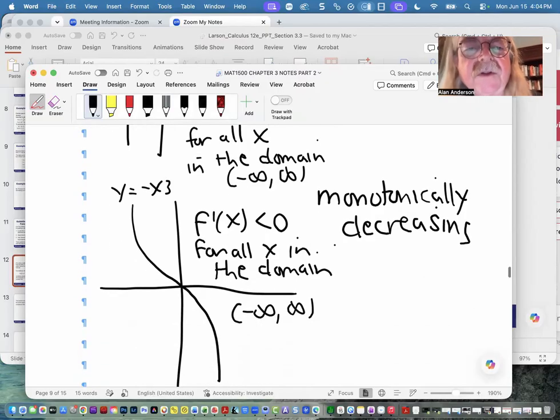Okay. So those are two cases that we want to remember. Once in a while, you run into this. The function doesn't have any regions in which it is both decreasing and increasing. It's always doing one or the other.